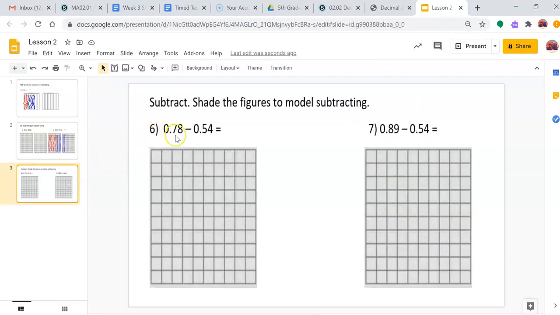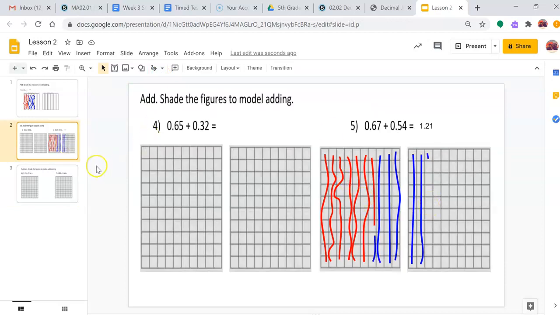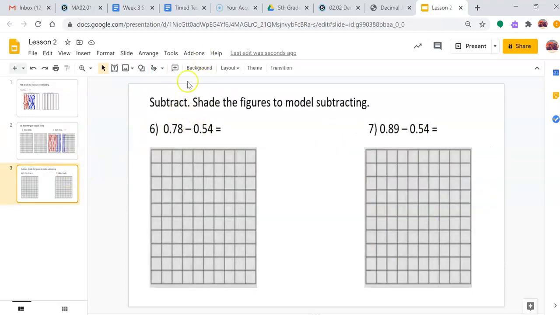Okay, so we're going to come over here and we're going to do a subtraction. Okay, so we'll do 78 hundredths minus 54 hundredths. So this looks a little bit different because we are subtracting. So here we were adding, so we had 2 colors and we added them all together. Here we're going to subtract. So we're going to start off the same with our lovely squiggles that I'm so great at.